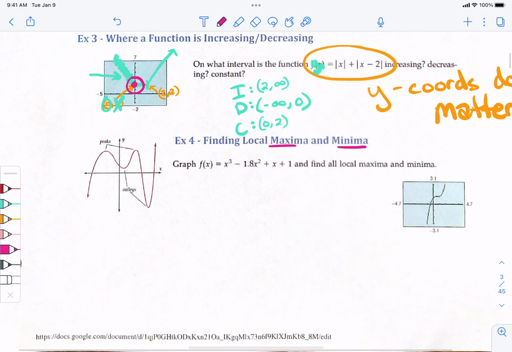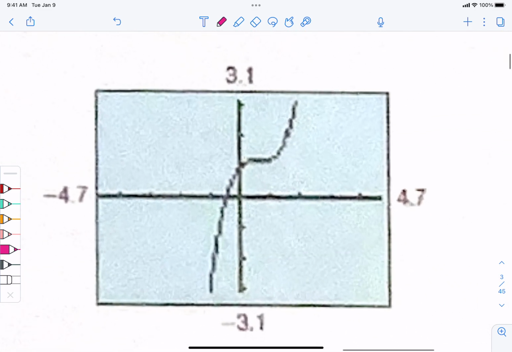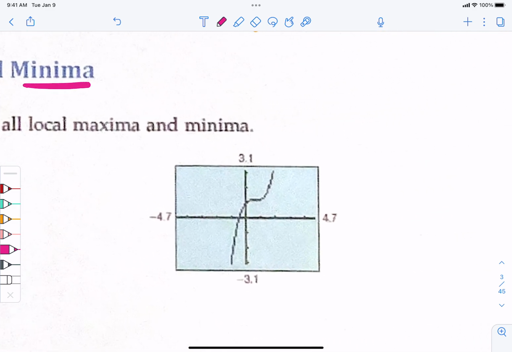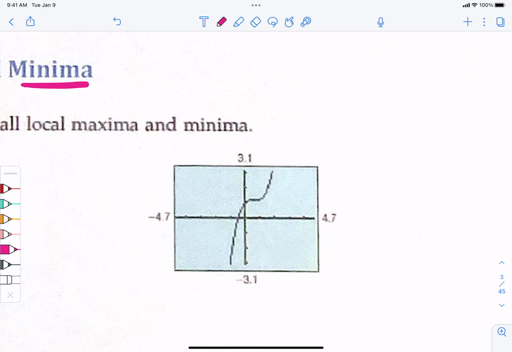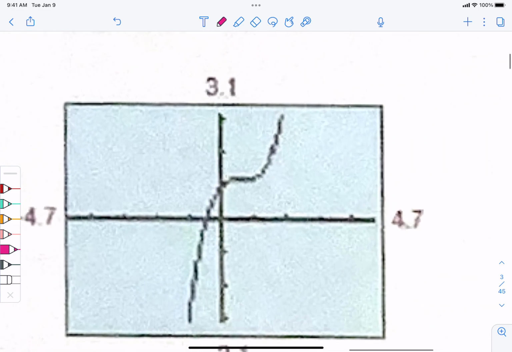Okay, finding local maxes and mins. Do we know what maxes and mins are? High and low points. For this graph, they've had us graph this thing. It looks like this, and I don't know about this part. Find all local maxes and mins. Why don't we try graphing this on your graphing calculator? Because I can't really see if it dips down.